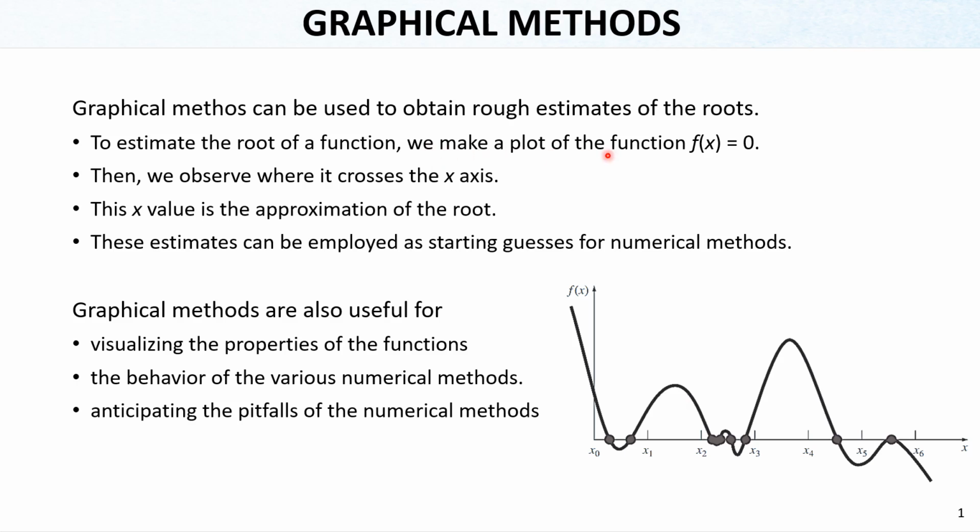Basically we make a plot of the function f(x) equals 0 like this. Then we observe where it crosses the x-axis, and the x values are the approximation of the root. So these estimates can be employed as starting guesses for numerical methods. So this is basically an initial observation of the function behavior, the graphical methods. Not exactly a numerical method, but just an observation of the behavior can be determined.